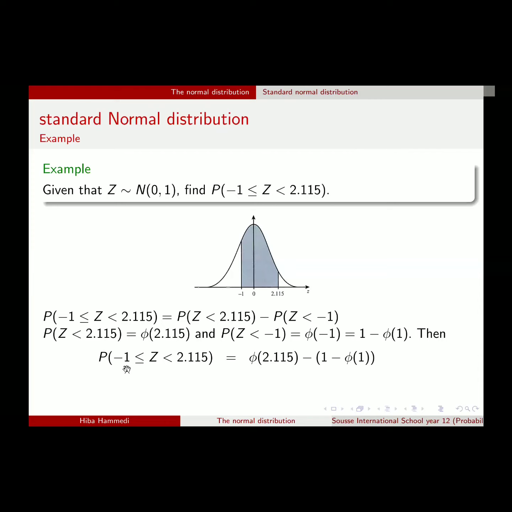Then the probability of z between -1 and 2.115 is the difference of the two probabilities. So it will be phi 2.115 minus, between brackets, 1 minus phi 1, which is equal to phi of 2.115 plus phi 1 minus 1. Okay, so the final result is equal to 0.824. So always keep in mind to use this kind of formulas.